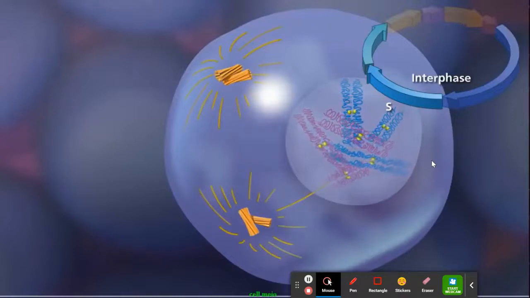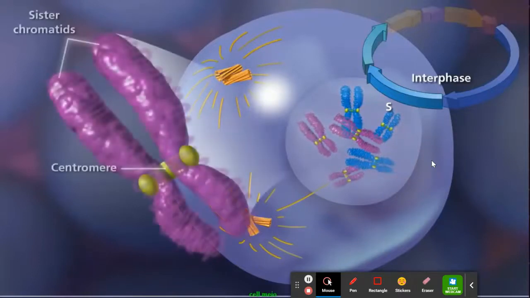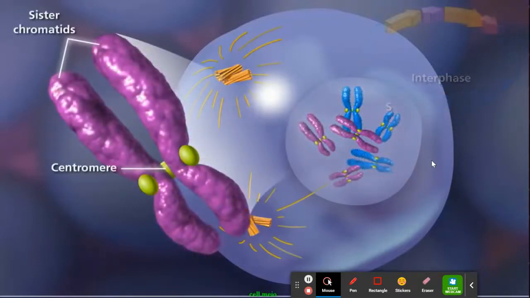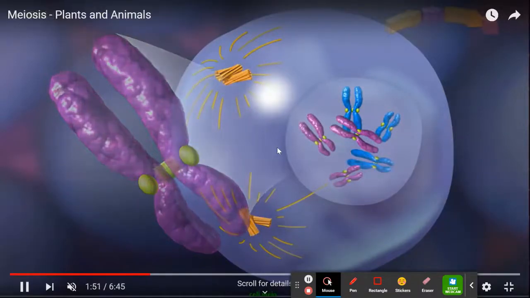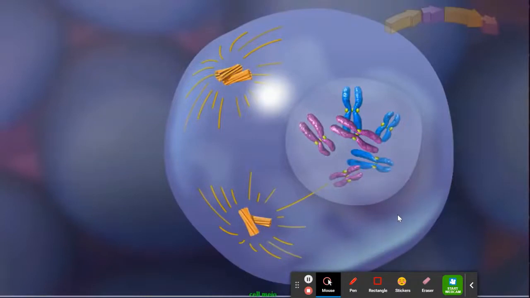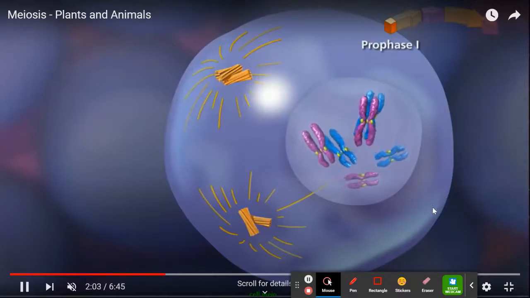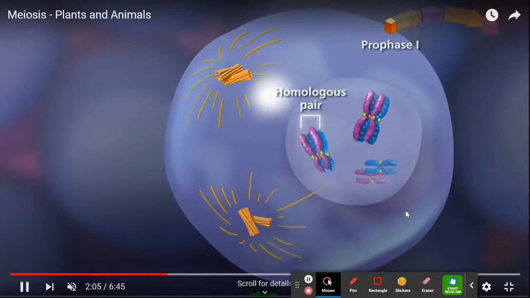And then as the cell moves into prophase, you're going to have the centrioles develop, and the centrioles are going to move to opposite sides of the cell. These are your centrioles and spindle fibers that are forming. So, in the first phase of meiosis, you have a couple of things that are really important happening that are going to create genetic diversity. That first phase is known as prophase one.